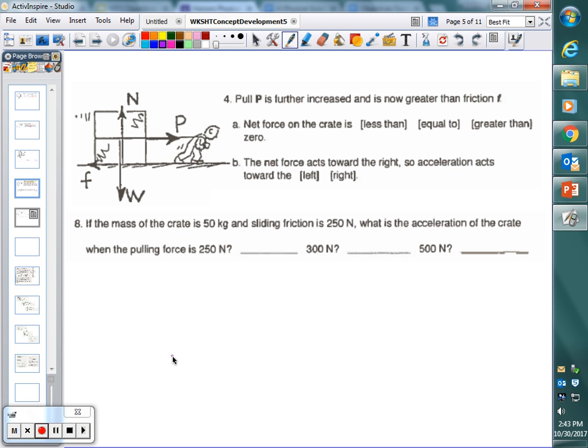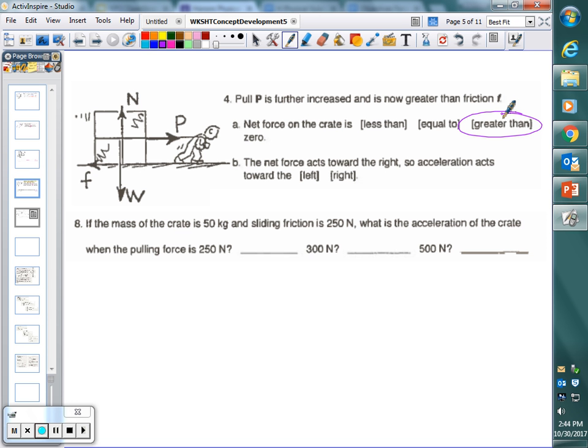Pull P is increased and is now greater than friction. What does that mean about the net force? Greater than 0. And if the net force is greater than 0, what's going to happen here? There will be acceleration. If there is a net force to the right, what has to be true in this picture in order to have a net force to the right? The right arrow has to be bigger than the left arrow.